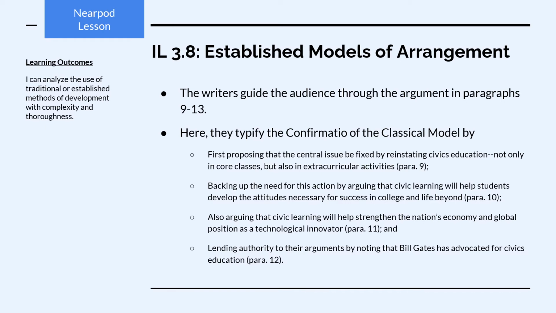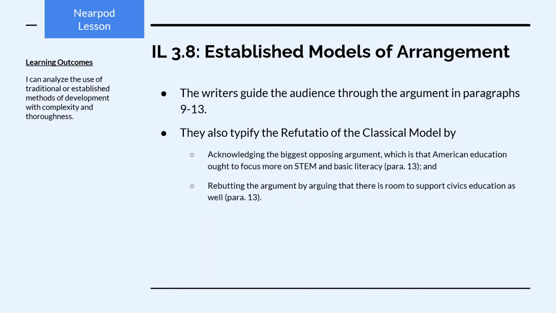They also argue that civics learning will help strengthen the nation's economy and global position as a technological innovator. And then lastly, in paragraph 12, they lend authority to their arguments by noting that Bill Gates has advocated for civics education as well. They continue guiding the audience through the argument by using the refutatio part of the classical model, and that takes place in paragraph 13. Just the one paragraph.